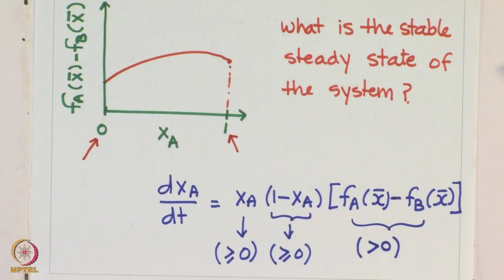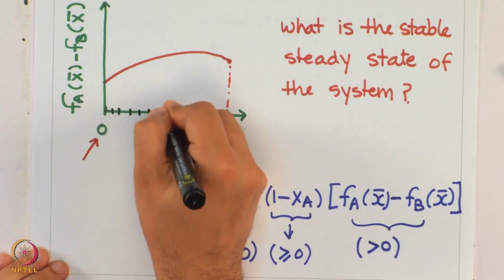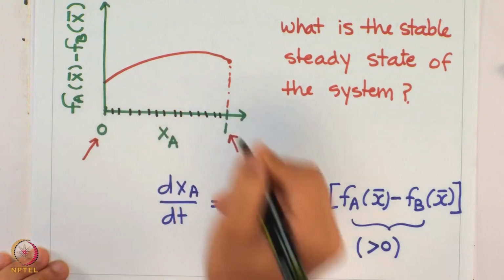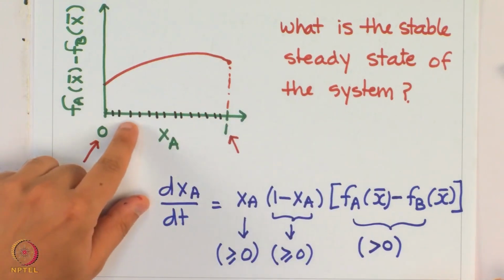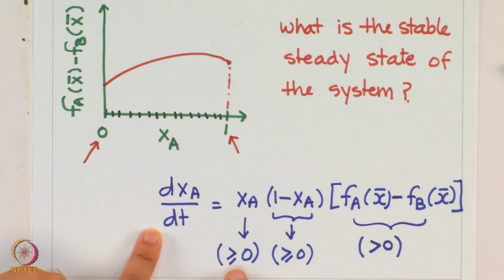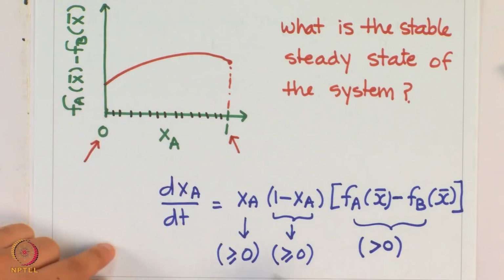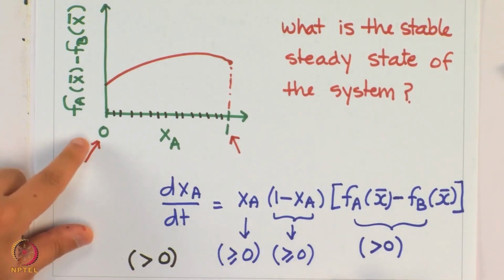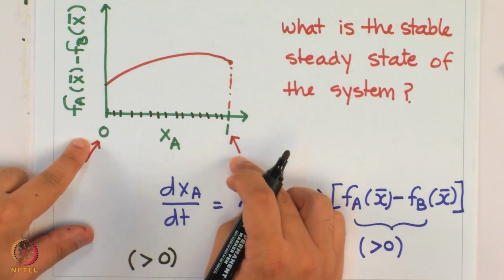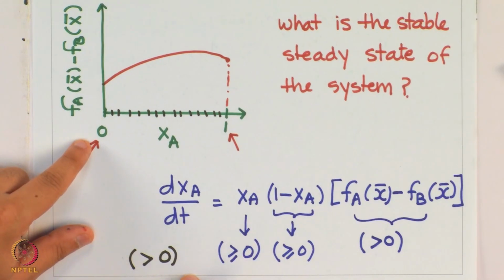But at any other value of xa between these two extremes, if my system was present at any of these values, my dxa by dt will be a positive number times a positive number times another positive number. That means dxa by dt will be greater than 0 as long as xa is not equal to 0 and xa is not equal to 1. For any other value of xa, dxa by dt is greater than 0.